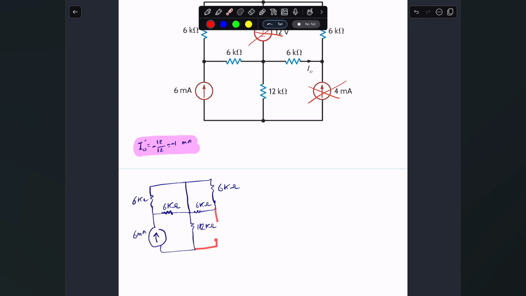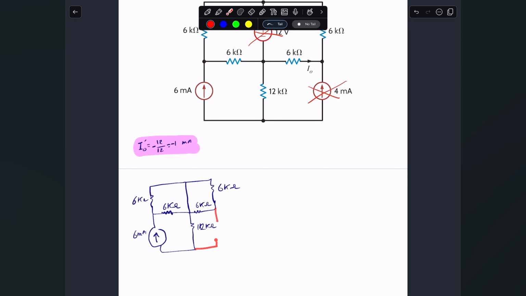Again, the reason for the negative is that typically, if the source is going that way, it gets split between the two resistors. What I'm looking for is the opposite direction, so it's negative 2 milliamps. Now, if you take a look, I have the results of the effect of the first source, the second source, and the third source.